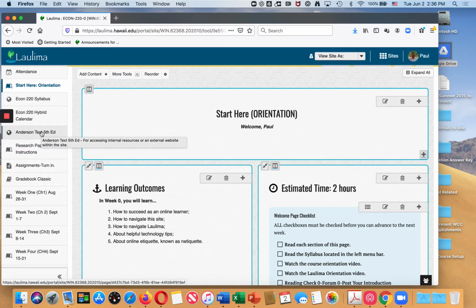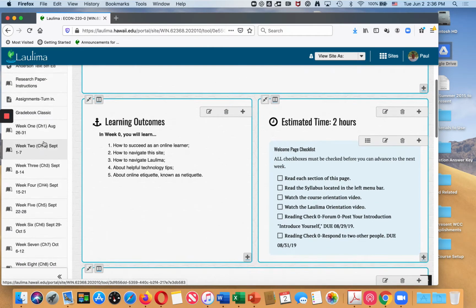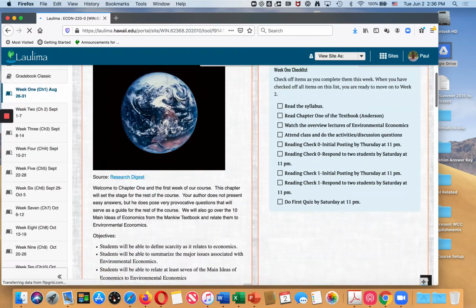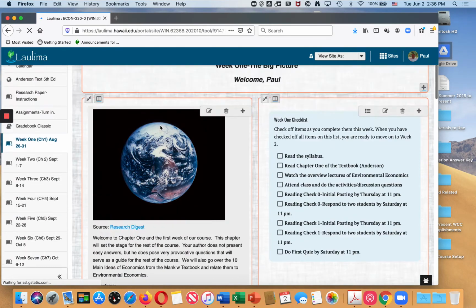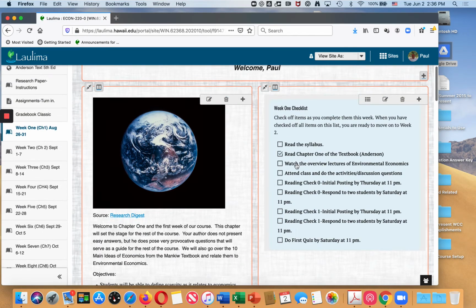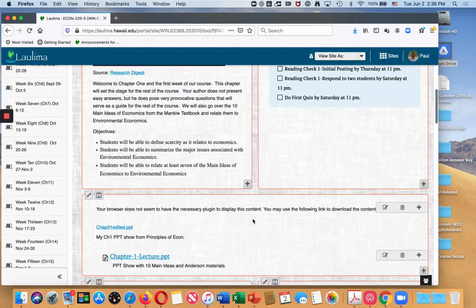is available in our bookstore, but is also digitally available. Now, what I want to focus on is the individual weeks. So here's the individual weeks. I have a picture that illustrates something about the chapter itself, a description, and the objectives, along with the various reading checks and dates and such.